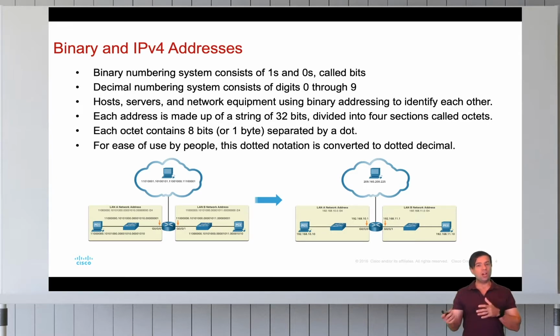Now, every octet is the same as saying it's a byte. A byte is 8 bits. So in other words, an IP version 4 address is actually 4 bytes, or 4 groupings of 8 bits separated by dots. So in total, an IP version 4 address is 32 bits long.